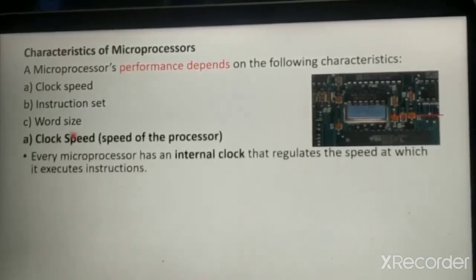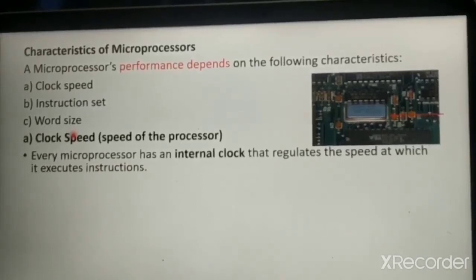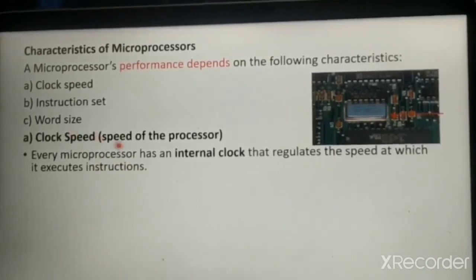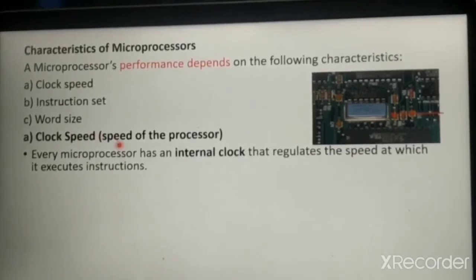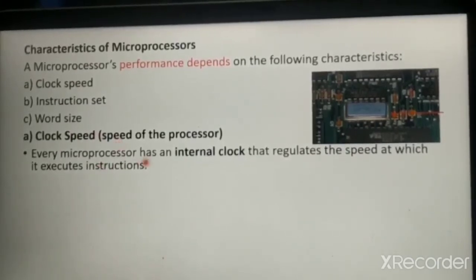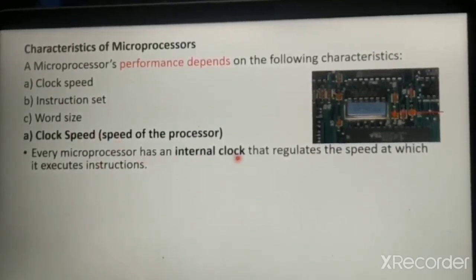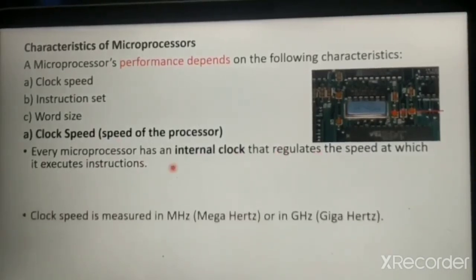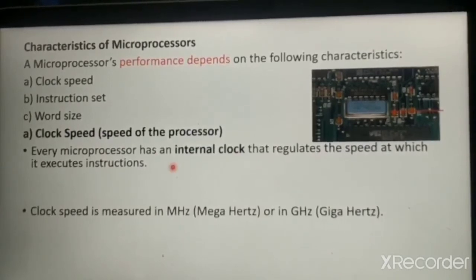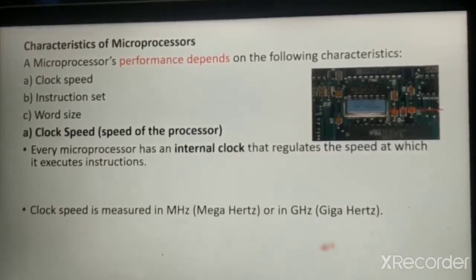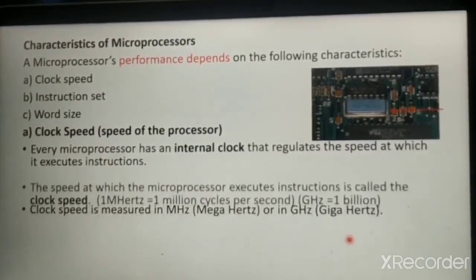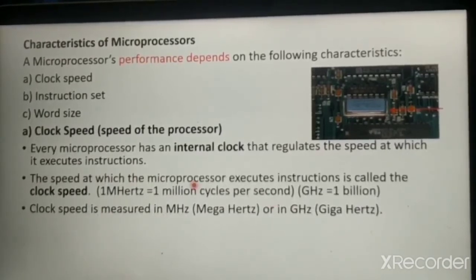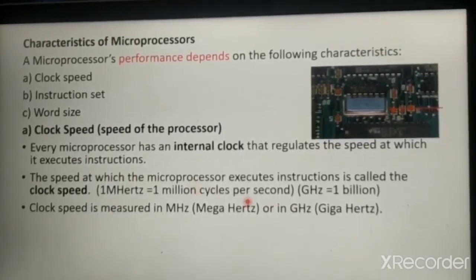What is clock speed? What is the use of clock speed? Actually, clock speed is used to find the speed of the processor. Every microprocessor has an internal clock which regulates the speed at which it executes instructions. Normally, we measure the clock speed in hertz, megahertz, gigahertz. We know 1 megahertz is equal to 1 million cycles per second.